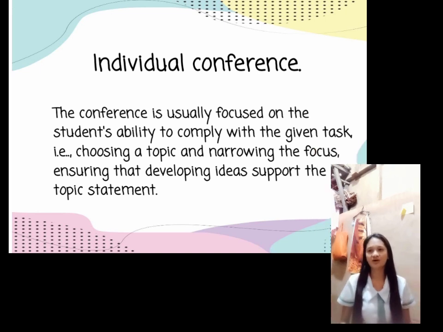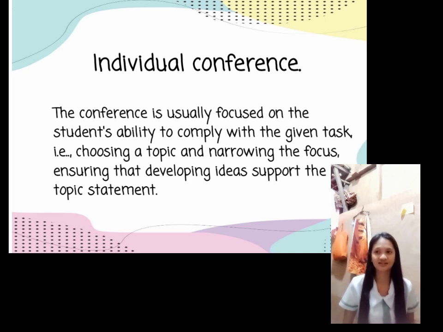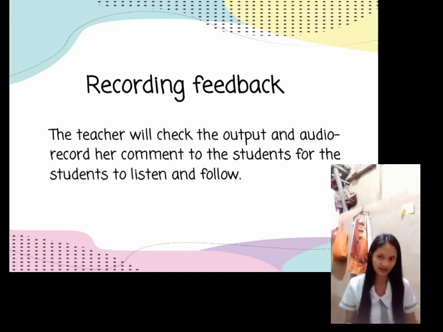Next is the individual conference. This type of feedbacking is useful for process writing. This conference is usually focused on the student's ability to comply with the given task, like choosing the topic, narrowing the focus, and ensuring that they develop ideas that support the topic. Which means this requires the student's ability to listen and take note of the comments in their writing journals, otherwise they might not be given feedback correctly.